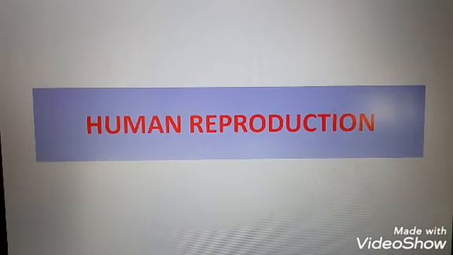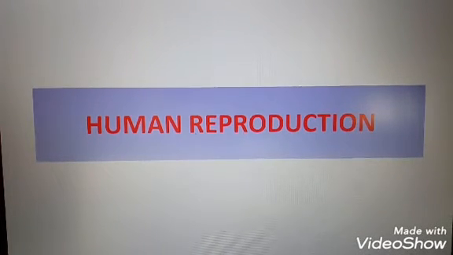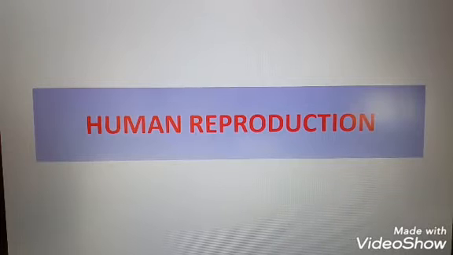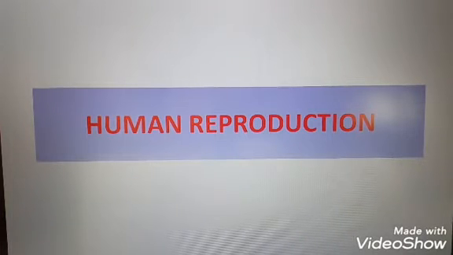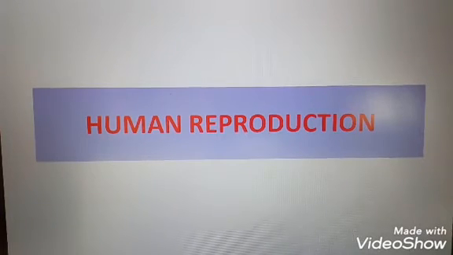Next question is, write the functions of each of the following: seminal vesicle and acrosome of human sperm. Seminal vesicle is responsible for the storage and transport of sperms, and it provides secretions for motility and nourishment of sperms. Acrosome of human sperm, we discussed what is acrosome.